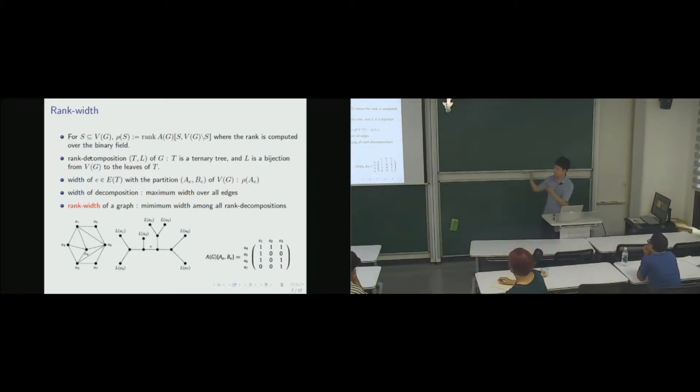So basically the rank width is small means that you can recursively partition into two parts, where the number of patterns between them is small. Right? Pattern means that they have the same neighborhood.